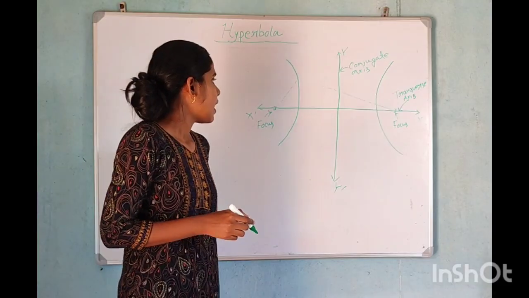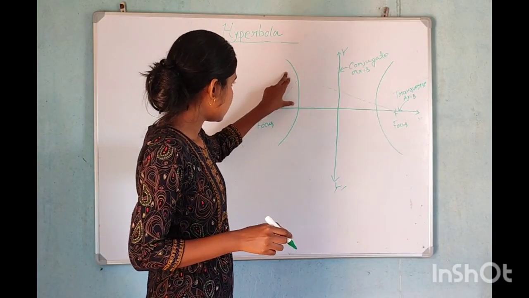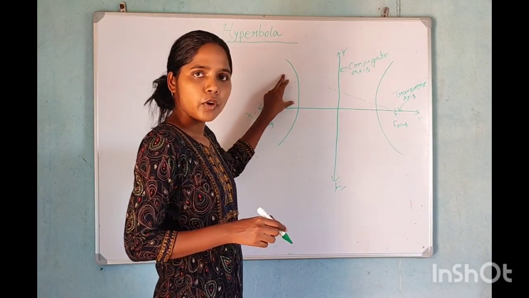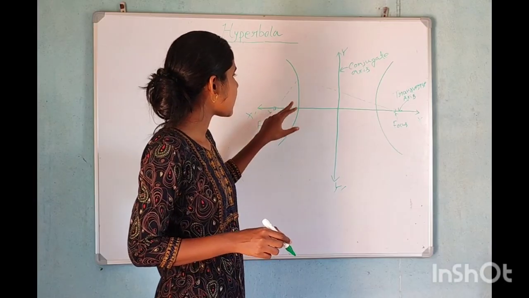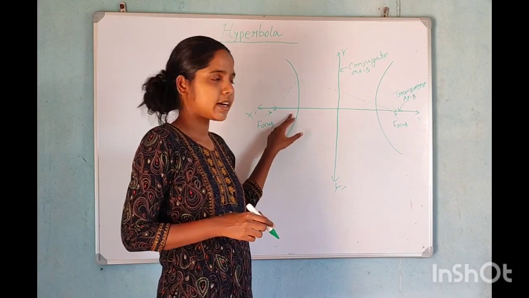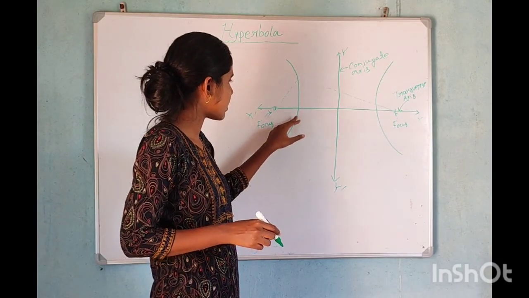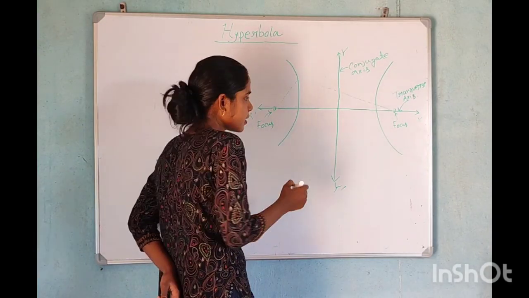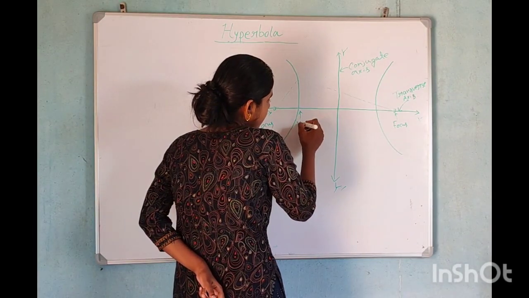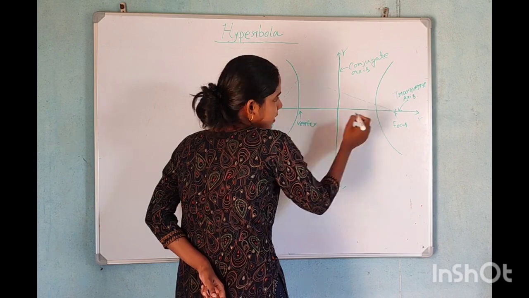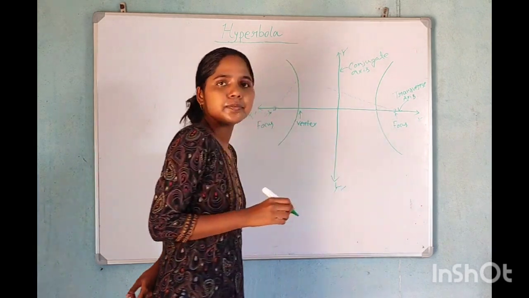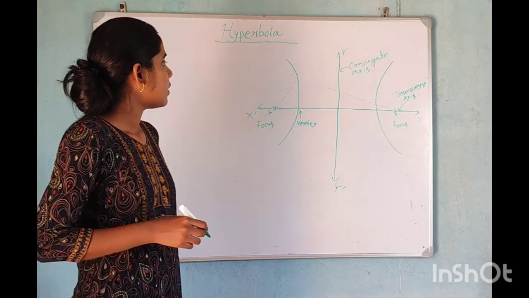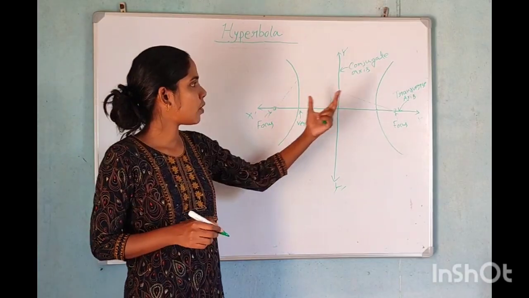And those points where the hyperbola intersects the transverse axis are called vertices. Where the hyperbola intersects the transverse axis at this point, this is one vertex, and this is another vertex. Now we will discuss formulas. These are all the terms.